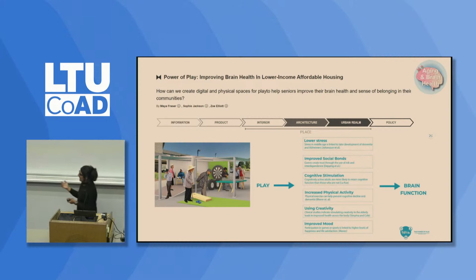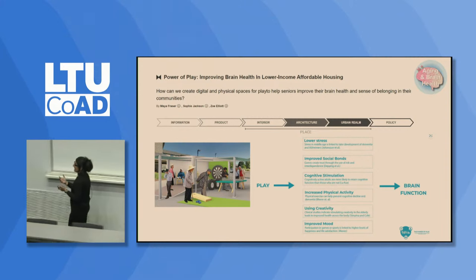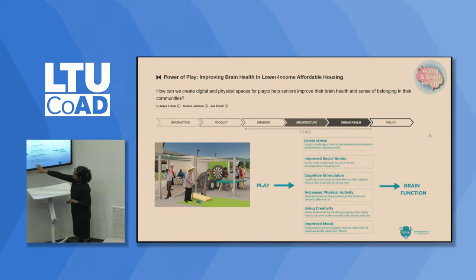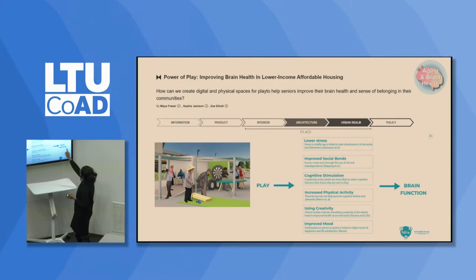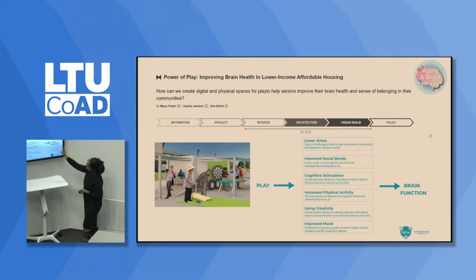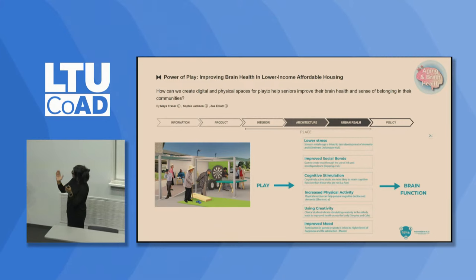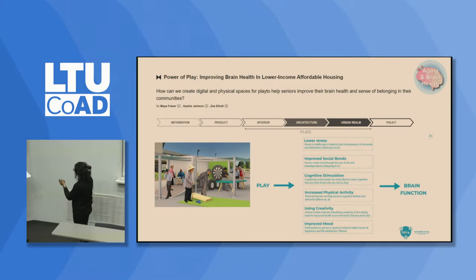So still the same idea, this idea of linking design to outcomes, learning how what you can do in design can really change stress, cognitive stimulation, physical activity, et cetera. Thinking across the design continuum beyond just architecture itself to the interiors, urban realm, information design, even policy design.